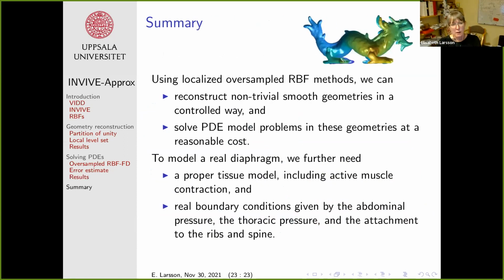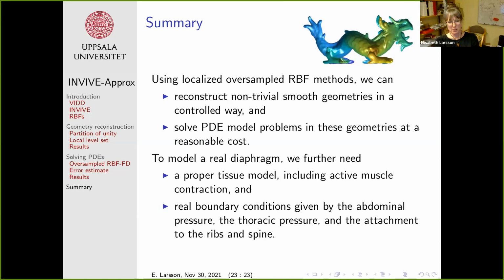And my final slide. So what have we done so far? We're trying to simulate the breathing of a human being. We are certainly not there, but we have been able to reconstruct the diaphragm in a way that we know is robust. So there won't be holes, there won't be problems, because we know that we have control over the level set function. But we need, of course, a proper tissue model for the diaphragm, and nobody actually has the answer to what is the appropriate tissue model.